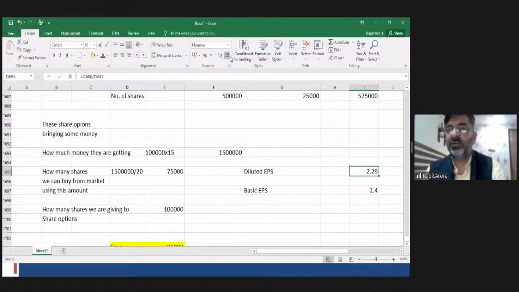Exactly. This is the kind of a bonus which is going there. So I am just considering the bonus shares which are going to these right holders.